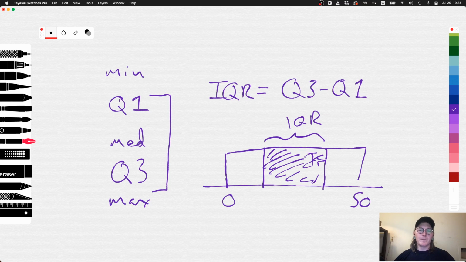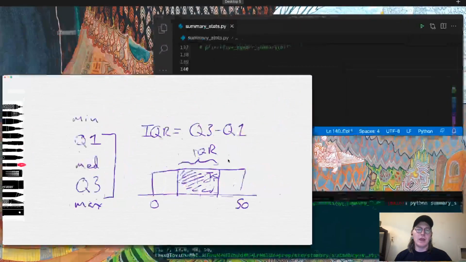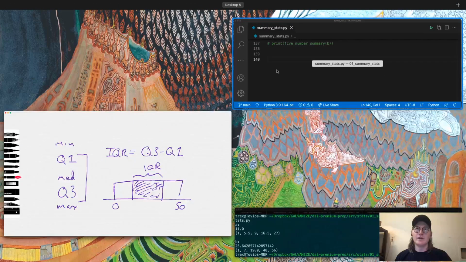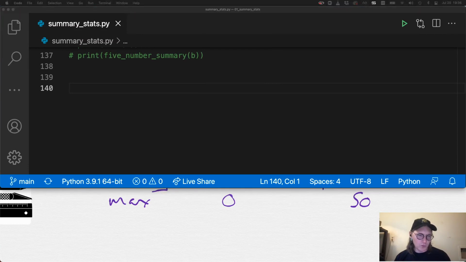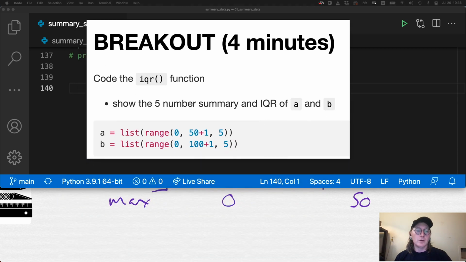Okay, it's going to be really easy to code the IQR given the 5-number summary. And what I'm going to have you do is exactly that. I'm going to have you code the IQR, give you 4 minutes to do so, and give you some dummy data to work with. So you're going to have list A and list B.